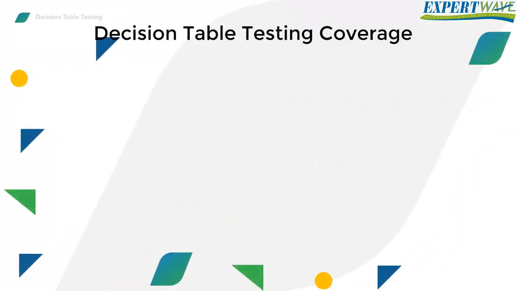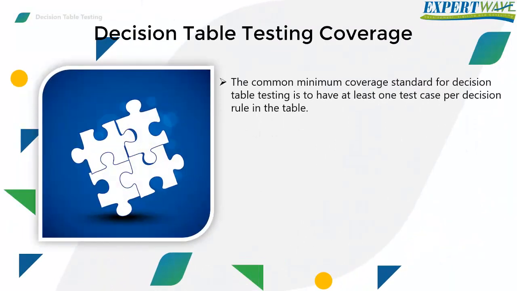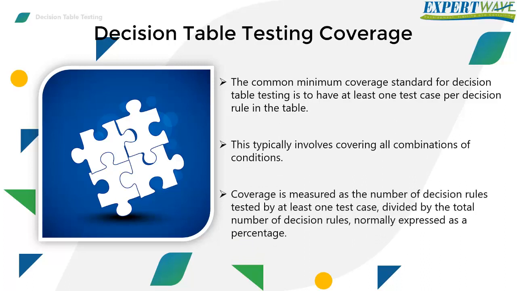The common minimum coverage standard for decision table testing is to have at least one test case per decision rule in the table, as I mentioned before. This typically involves covering all combinations of conditions. Coverage is measured as the number of decision rules tested by at least one test case, divided by the total number of decision rules, normally expressed as a percentage.